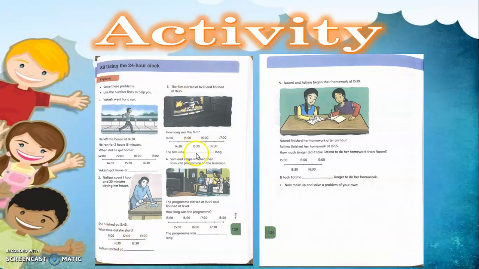But in number three, they are asking for how many hours and how many minutes. And number four, the same as number three, how many hours and how many minutes, they give the start and finish time. And here also, you need to know the difference of her work. Naomi finished her homework after an hour, then Fatima finished her homework at 16:55. So they are asking for the longer time or how much time.